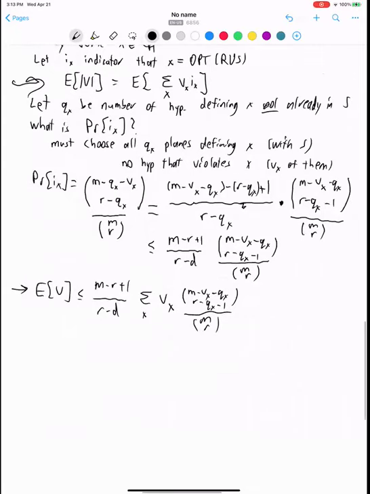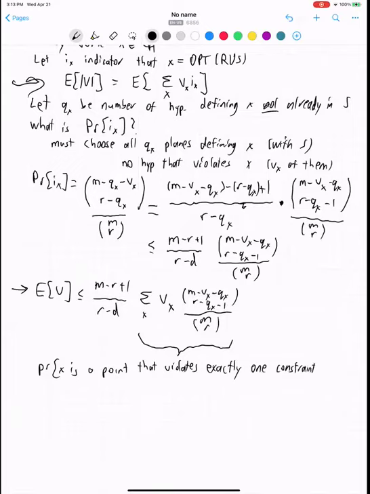And now's where we play the same trick as we did in the point location problem. We figure out what this summation means in order to solve it, instead of actually doing the math. Okay. And my claim is that this summation is the probability that X is a point that violates exactly one constraint in my random subset R.